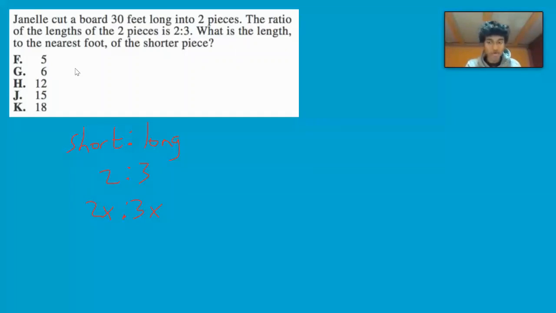So now what can we do from here? Well, we were given one other piece of information, that the board is 30 feet long, right? And we know that the length of the short piece plus the length of the longer piece is 30 feet. And short here, in this case, for our ratio, corresponds to 2x and long corresponds to 3x. So by solving this equation for x, we get that x is equal to 6.